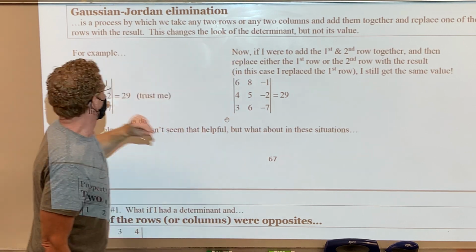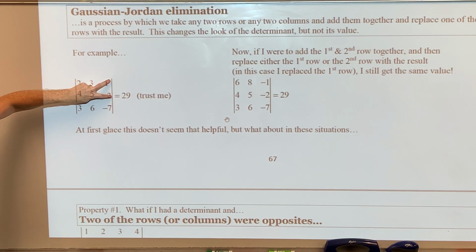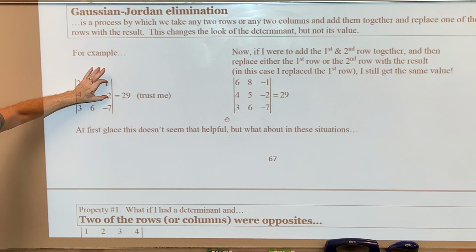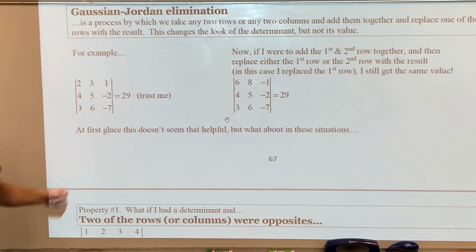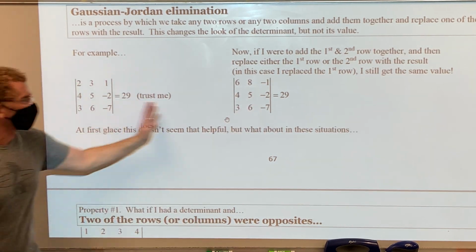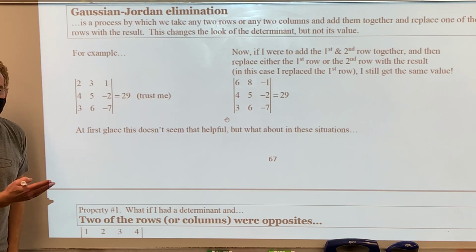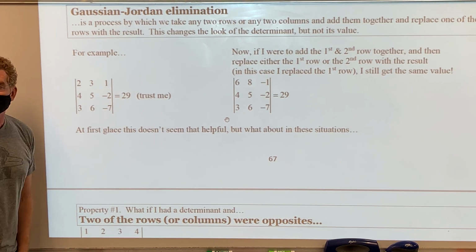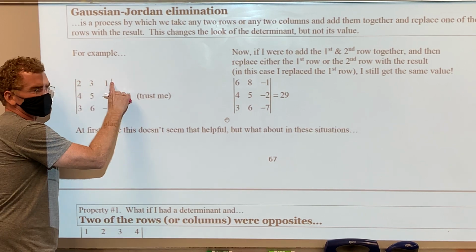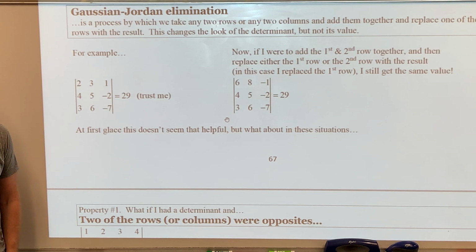Right here, I'm going to add the first and the second row together. And what would that give you? 6, 8, -1. And when I add those two rows together and replace either one of those rows with the result, looks like I replaced the top row with the result, I still got 29, trust me. Now, that's not a proof, but that's an example of how, with Gauss-Jordan elimination, you are allowed to take any two rows or any two columns and combine them together. Just add whatever you see together and replace one of them with the result.